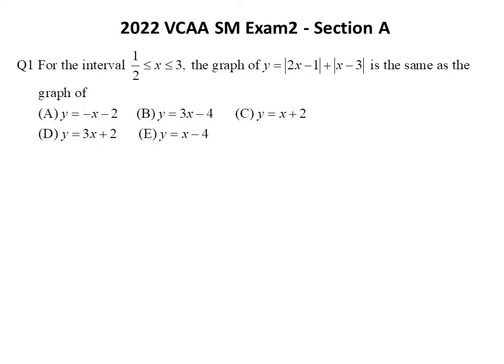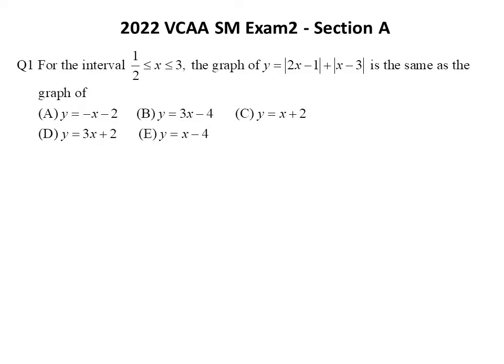Welcome to this VCAA Specialist Math exam paper series. This is the 2022 exam 2 paper, which consists of 20 multiple choice questions in section A and 6 extended response questions in section B. In this video, we will present questions 1 to 5 in section A.